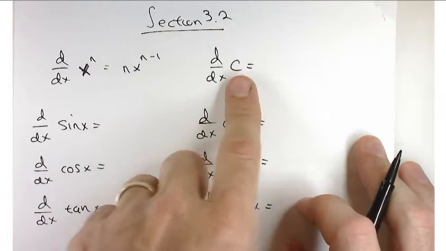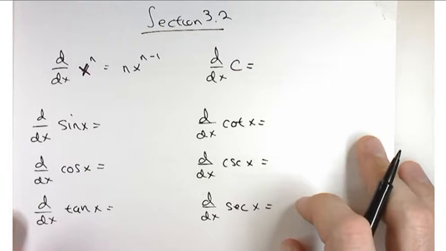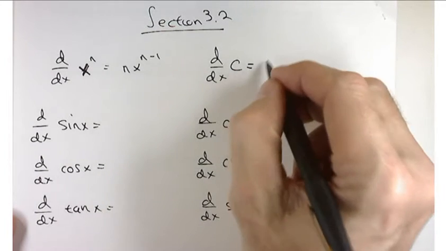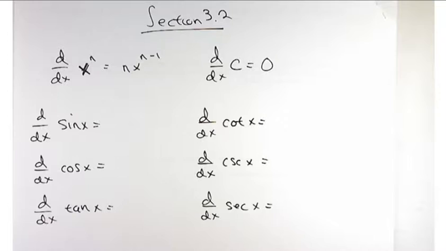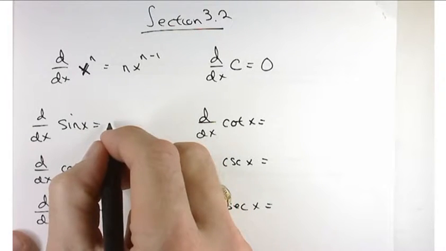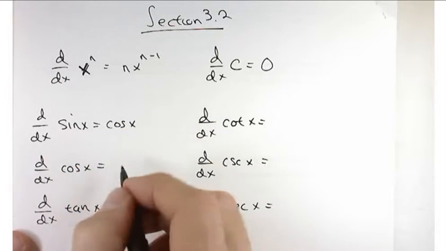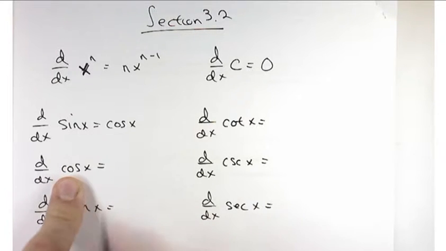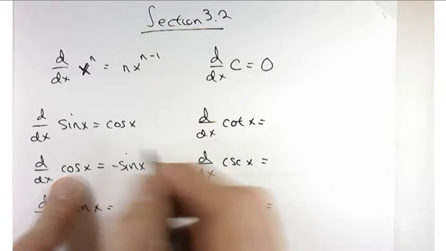What happens when you differentiate a constant? What do you get when you differentiate a constant? 0. That's kind of nice. Derivative of sine was cosine. But what's the derivative of cosine? Negative sine. Kind of annoying there.